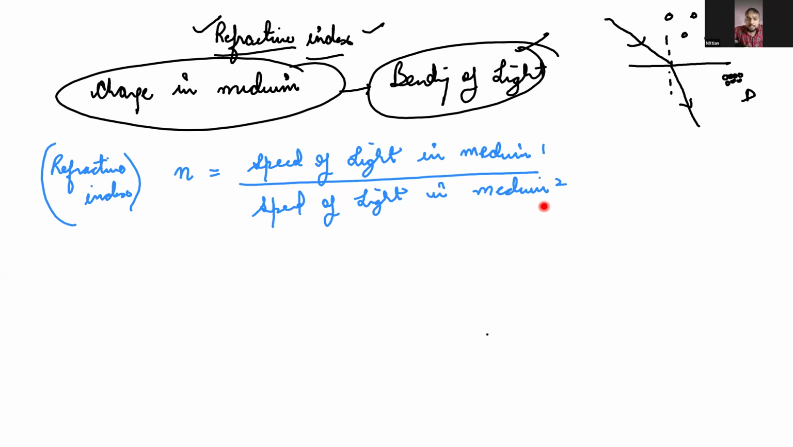If they ask you to find the refractive index of medium 2, or whatever medium they ask, like medium 1 or medium 2, then you have to write the speed of light in that medium in the denominator, and the other one will come in the numerator. If they ask to find the refractive index of medium 1, then you put medium 1 in the denominator and medium 2 in the numerator.